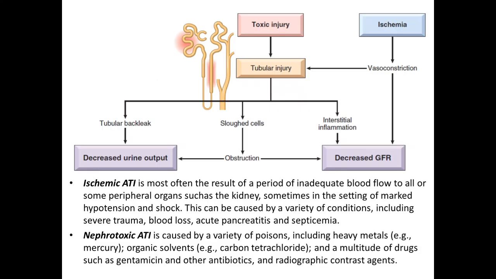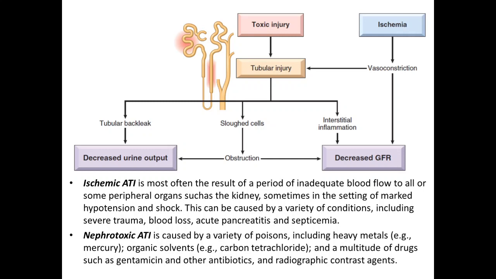So how does acute tubular injury look under this necronephrosis? We have two pathways to this process: toxic injury or ischemia. Ischemia leads to vasoconstriction, toxic injury leads to tubular injury directly, and ischemia through vasoconstriction can lead to tubular injury too. After this, tubular backleak, sludged cell formation and interstitial inflammation develop.